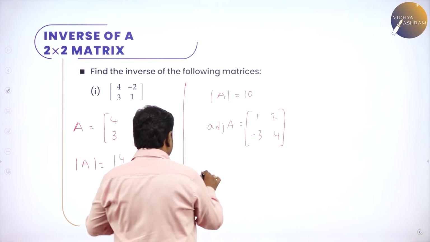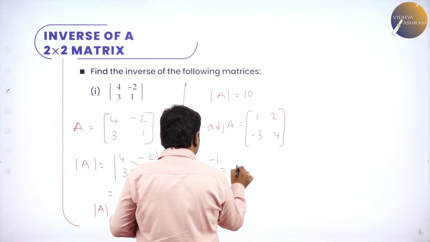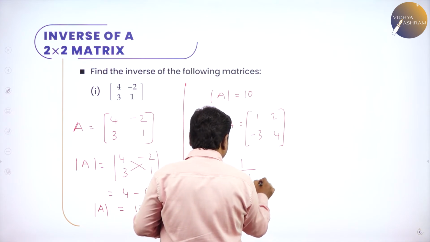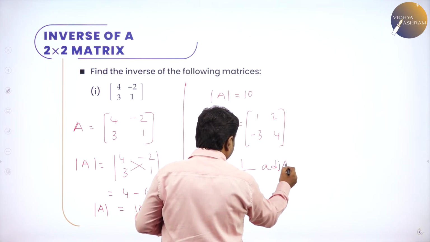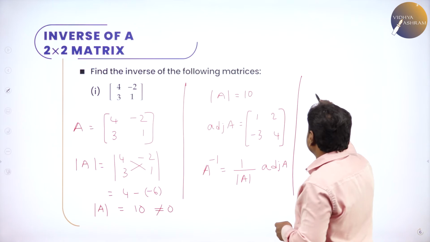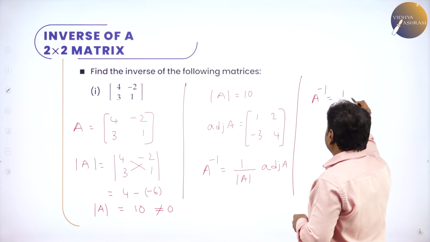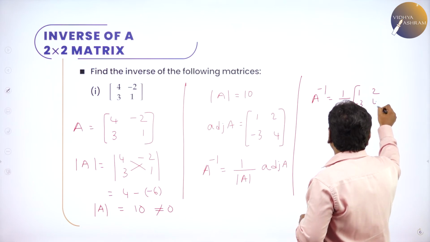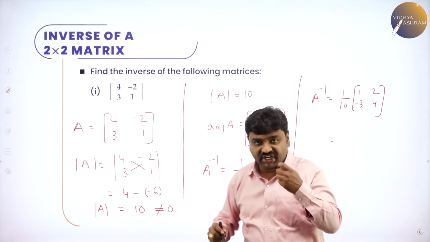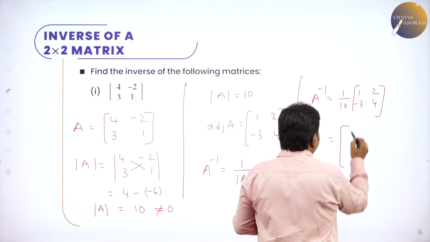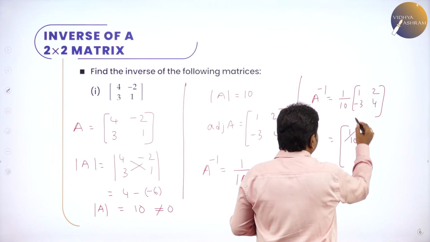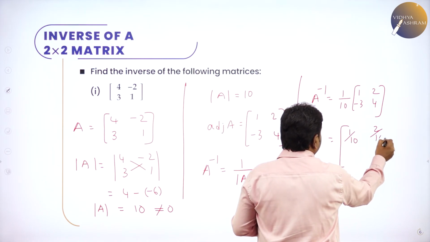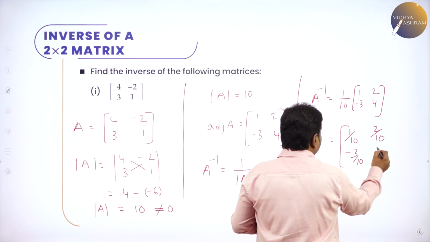How to find A inverse? So what is A inverse? 1 by determinant A into adjoint A. Substitute and simplify this. Then you'll get A inverse is equal to 1 by determinant, which is 10, into adjoint A, which is 1, 2, minus 3, 4. Multiply 1 by 10 to each element. If you do that, 1 by 10 into 1 is 1 by 10, and then it will become 2 by 10, then minus 3 by 10, then 4 by 10.